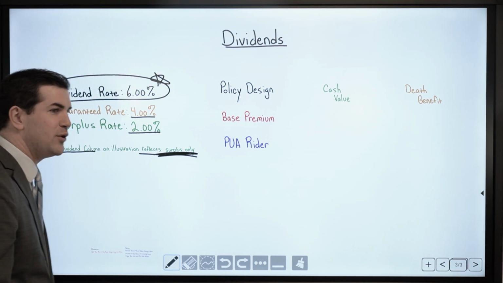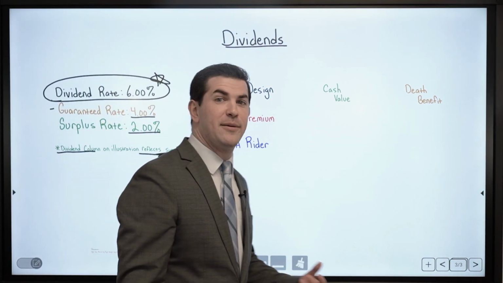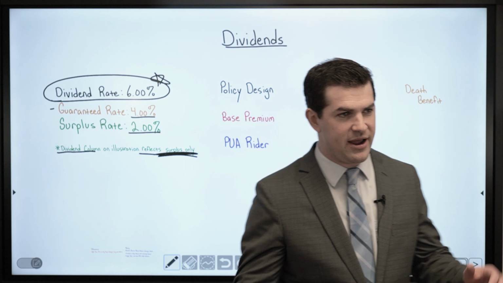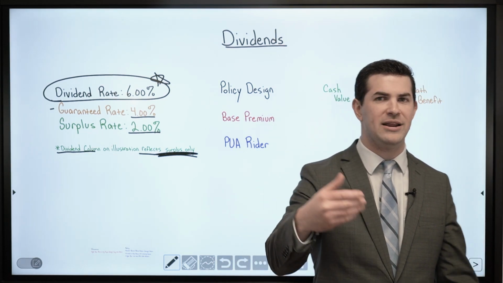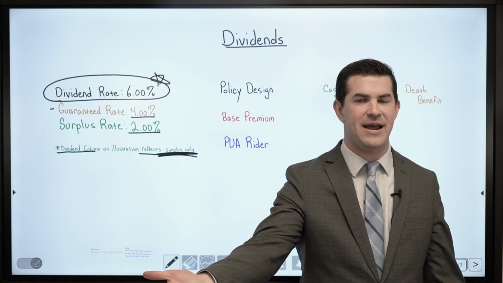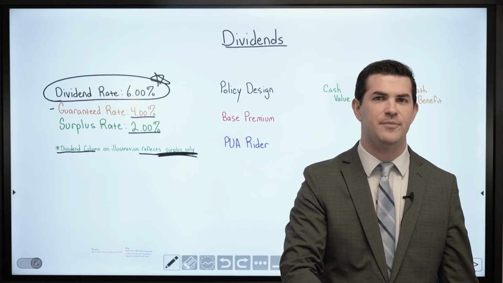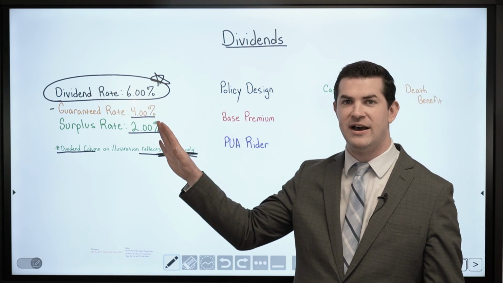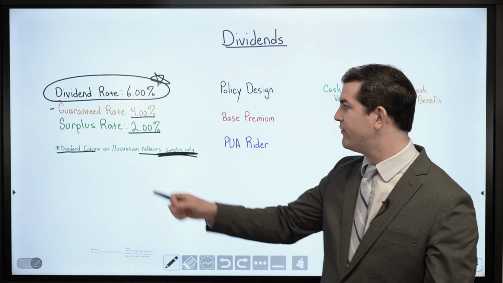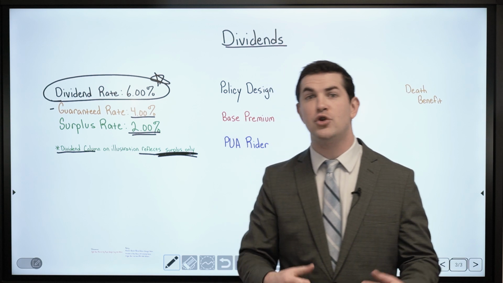And that can be confusing. If I take a company like MassMutual, for instance, that has a 6% dividend rate for 2021, when I look at that dividend value column on an illustration, that does not reflect the 6% dividend rate advertised by the company. It only reflects the surplus rate of 2%.